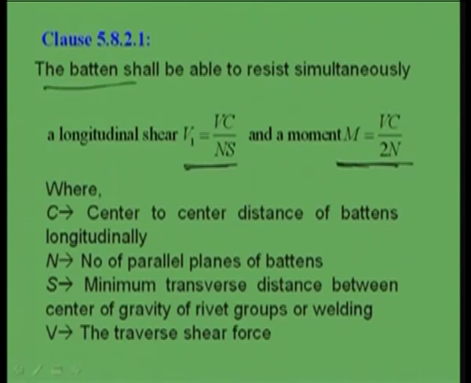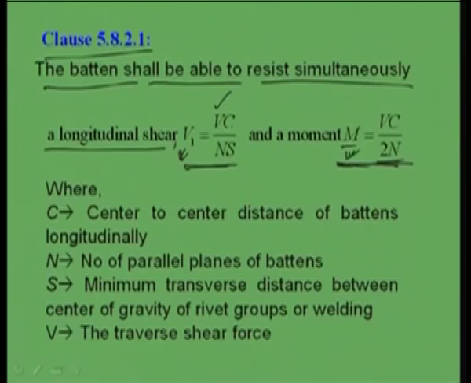Right? The batten shall be able to resist simultaneously a longitudinal shear of V1 is equal to Vc by Ns and moment of M is equal to Vc by 2N. This much shear and moment has to be carried by the batten. This is told in clause 5.8.2.1. So as we know V, which is the transverse shear force, is 2.5% of the compression force P.